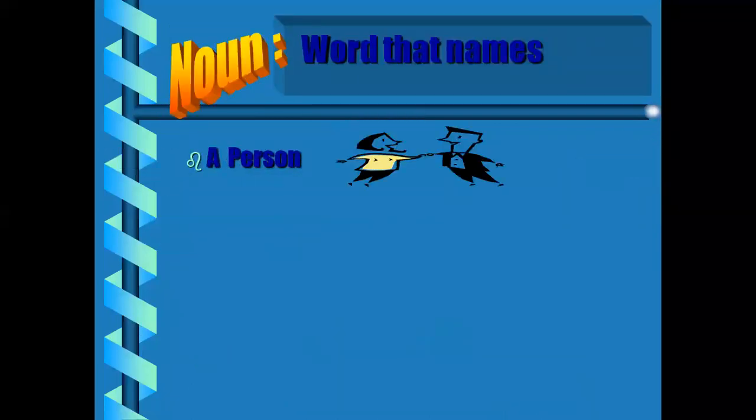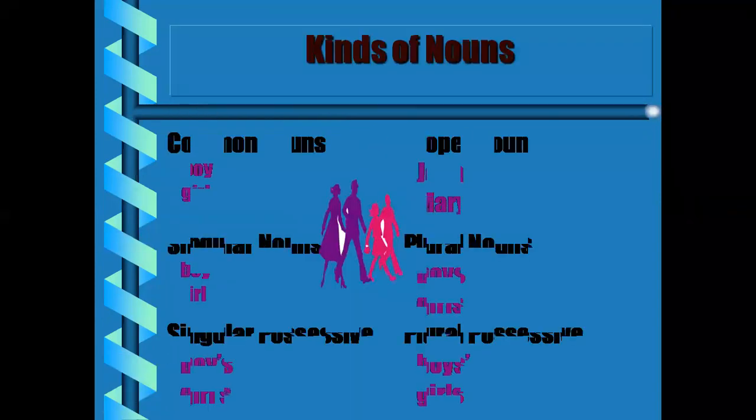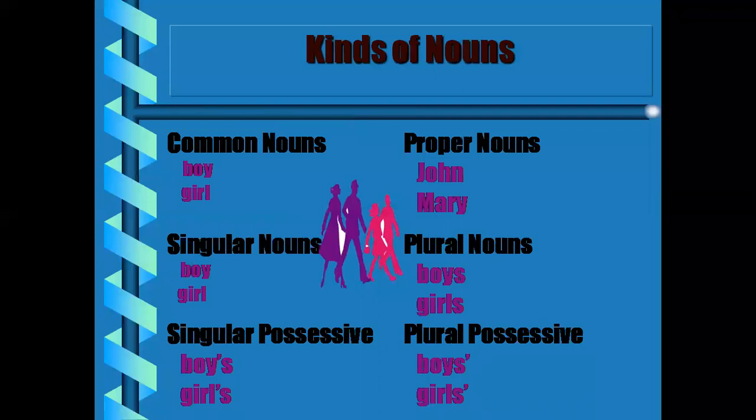Nouns, I said that nouns are words which we use to name people, things, places, and ideas. Kinds of nouns. In English, we have six kinds of nouns. Common nouns like boy, girl, school, hospital. The proper nouns like John, Mary, the names of people.